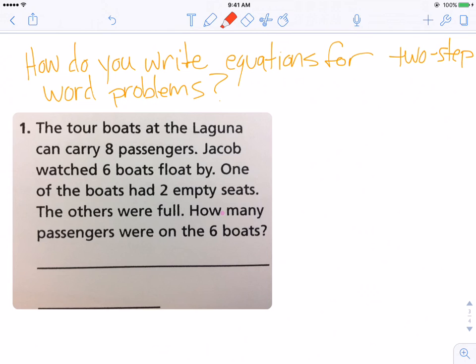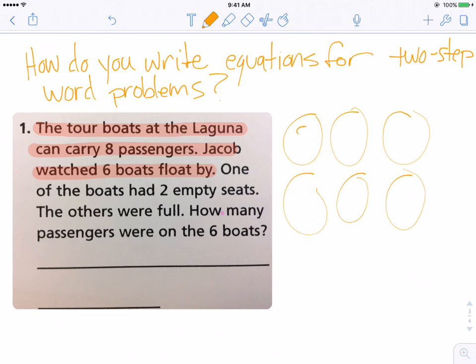So the first thing that we have been doing in the classroom is we're highlighting the first piece of information in the word problem that we're going to use to write the first part of our equation. So that would be that the boats carry 8 passengers and that Jacob watched 6 boats float by. So we have the 6 boats, and each of those boats carry 8 passengers.